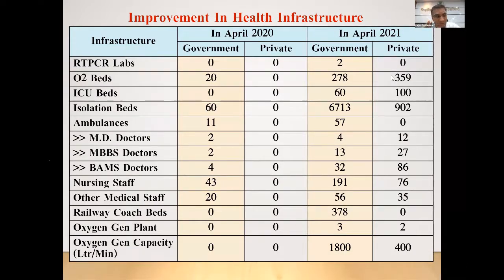RT-PCR labs: we had 0 initially in April 2020, and in April 2021 we have 2. Oxygen beds were only 20, now 278. ICU beds were 0, now 60. And I am not explaining about the private setup, which is completely different. I had to put up more than 7,000 isolation beds and 57 ambulances. We initially had only 2 MD doctors; by motivating people, 4 MD doctors came.